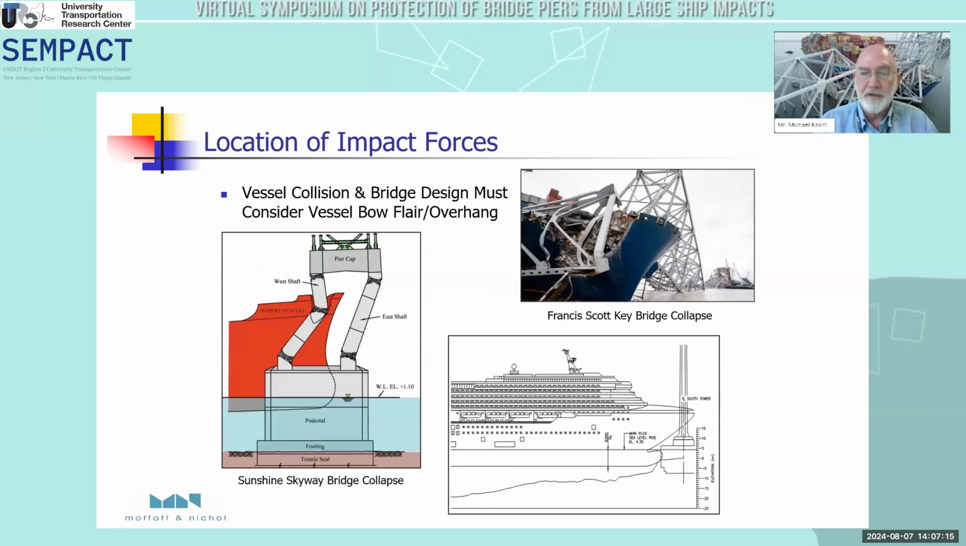Impact forces and their location. This is critical. Probably the code could do better at highlighting this. This is how the Sunshine Skyway Bridge collapsed. It was the flare of the bow, way above water, that caused the collapse of the bridge superstructure before the bow of the ship contacted the foundation underwater. This is probably going to be the same situation for the Key Bridge in Baltimore.